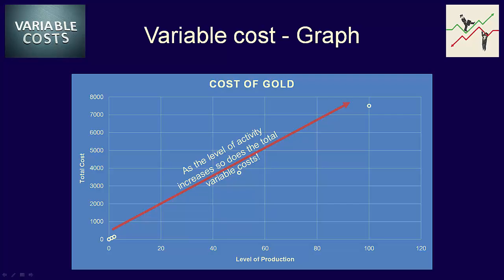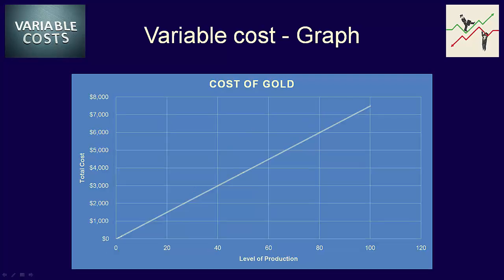If we produce 100 units, our total variable cost will be $7,500, which is 100 multiplied by 75. You can see that as we produce more units, our total variable cost increases. If we join all the dots together, you can see that as the level of activity increases, so does the total cost. It's a one-to-one relationship, a straight line going up.